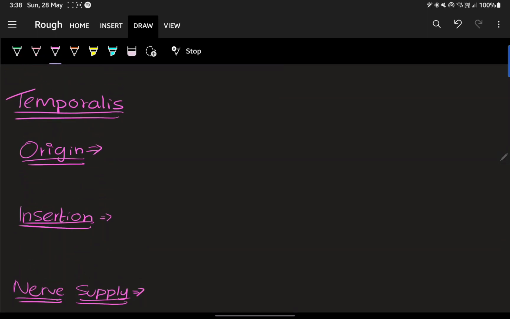So now come to the temporalis muscle, which is the next muscle of mastication. The origin for temporalis, it has two origins. One is from the temporal fossa, excluding the zygomatic bone. So you need to mention that, okay? Temporal fossa, excluding zygomatic bone. Okay, this is important.